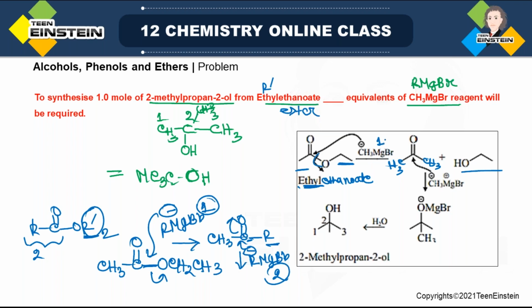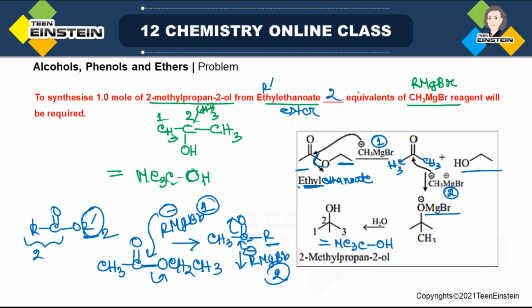This is number 1 Grignard reagent. This is the second Grignard reagent. So per mole of the ester molecule, we are using 2 moles of Grignard reagent, right? So now it is OMgBr, and after acid hydrolysis, we will be getting this molecule. See, this is actually Me3COH. So the answer will be 2 equivalent.